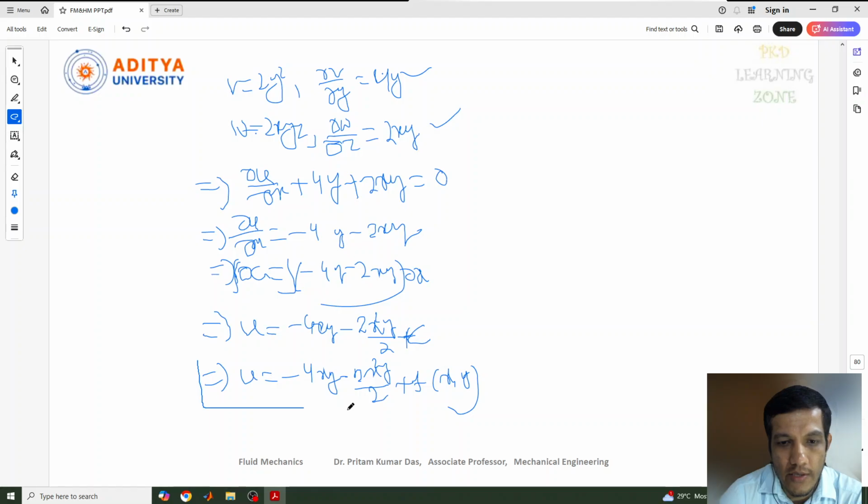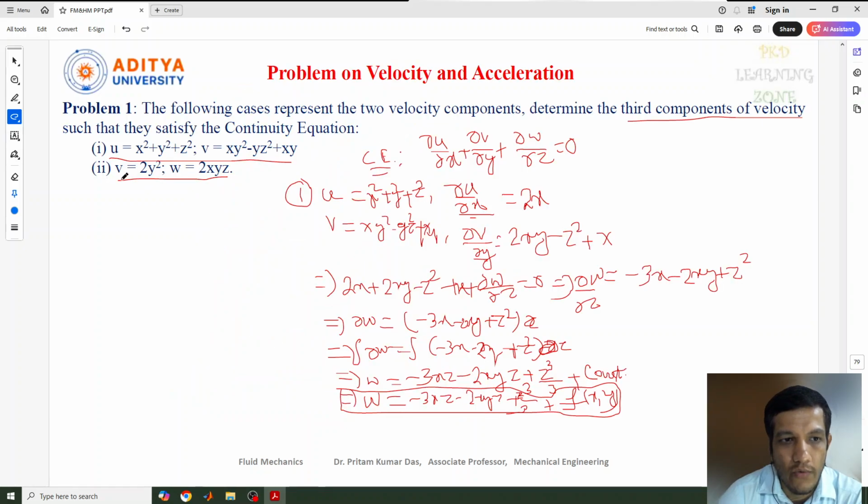I hope you understand how to derive this velocity function. For the second equation, we have derived u, because in the second equation u was not given. In the first equation w was not given. So this is our main formula. We just need to take the derivative of all these things. So you can see how easy it is, and you can easily solve this problem.